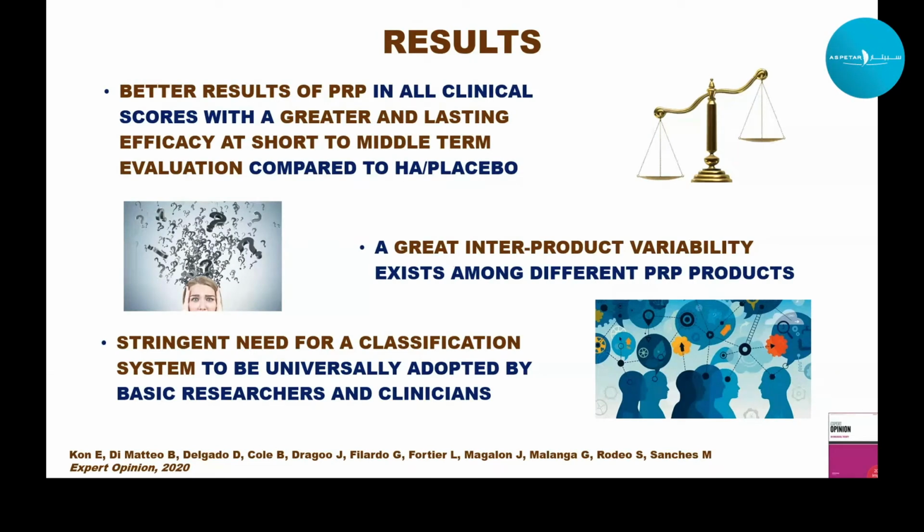So what we can sum up, we have nice results with PRP. We have a lot of evidence, and randomized controlled trials showed that at least for osteoarthritis of the knee, the results in clinical score are better compared to the comparators: hyaluronic acid, steroids, and especially placebo. We have a great inter-product variability. So we really need a unique classification to bring together researchers and clinicians and to understand what type of PRP is used in reality.